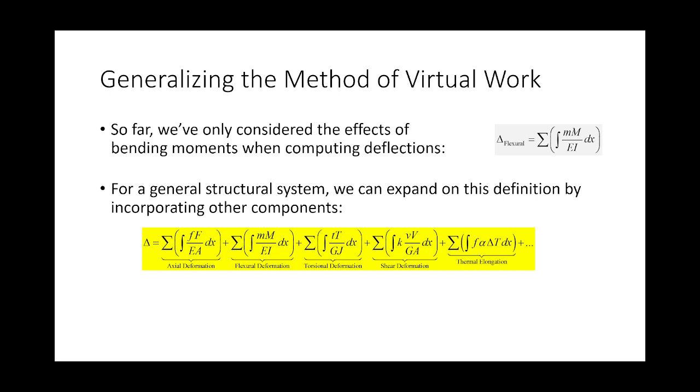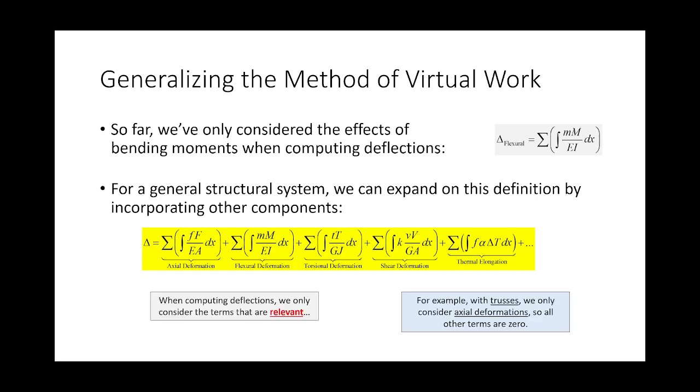We could also look at thermal effects. What if the structure is going through thermal elongation or contraction? So if we really wanted to generalize it, this would be the general method of virtual work for any system. And when computing deflections, we only consider the terms that are relevant. So like for a truss, when we analyze a truss, we make assumptions about the truss's behavior and construct it to correspond to those assumptions, such that when we're looking at truss members, we say that the truss members only carry axial load. So if we did our structural analysis, we would find that the moments, the shears, the torsions were all zero. So we would be applying the general method of virtual work, just all these terms would go to zero. All right. Does that make sense?